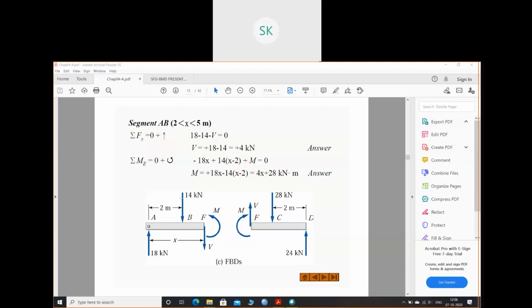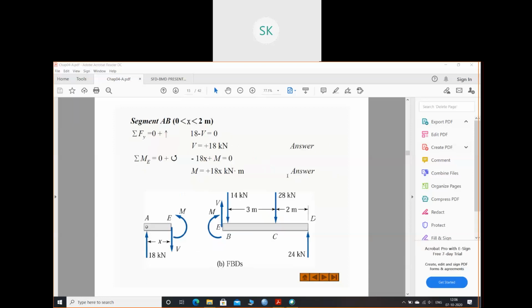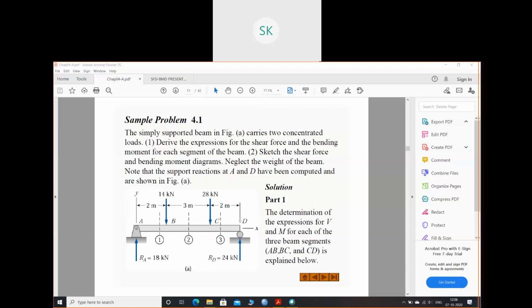Done. Then I have one more force, 14 kilonewton. And what distance is this 14 kilonewton acting at? How much is the distance? X minus 2. So this distance is x minus 2. So 14 into x minus 2 plus moment equals 0. Right? So this is my equation. Done. Then we'll move to the next section from 5 to 7.